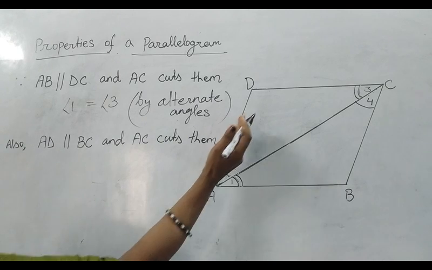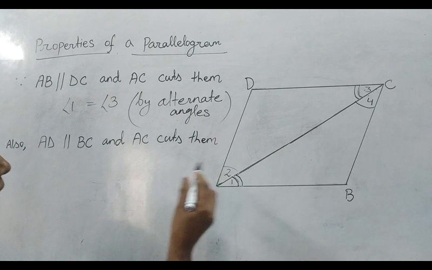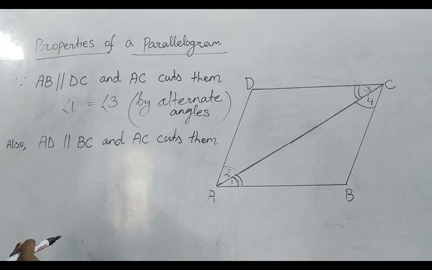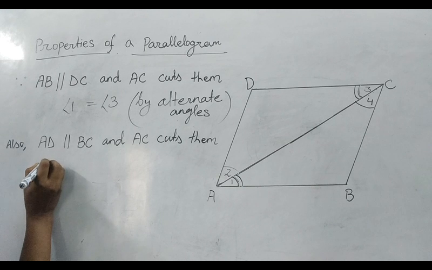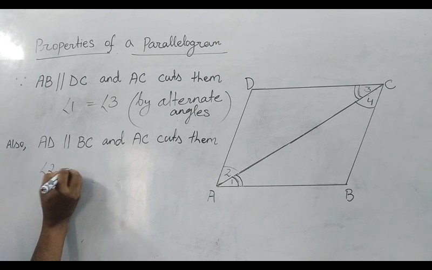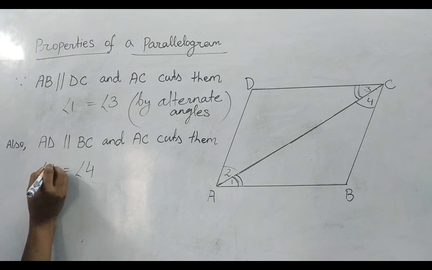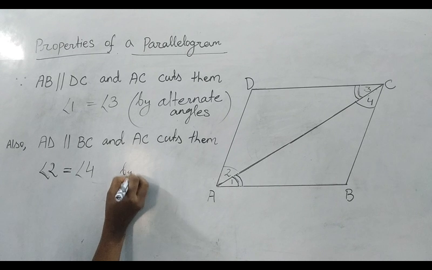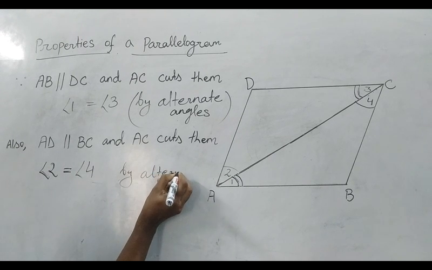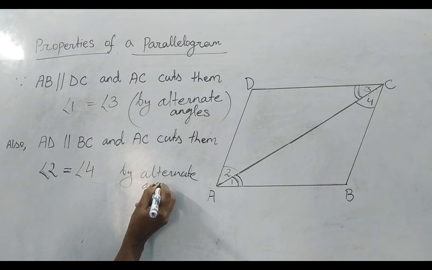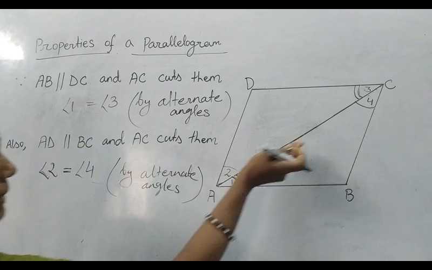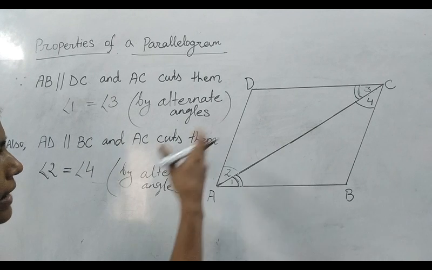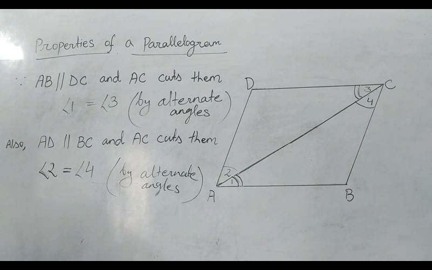Similarly, when we take AD is parallel to BC and again when we take AC as a transversal, then you can find that angle 2 will be equal to angle 4. Angle 2 is equal to angle 4 by the alternate angles. So these two pairs of angles we can make equal with one of the diagonals. Similarly, when we join another diagonal, then again we have some cases here.